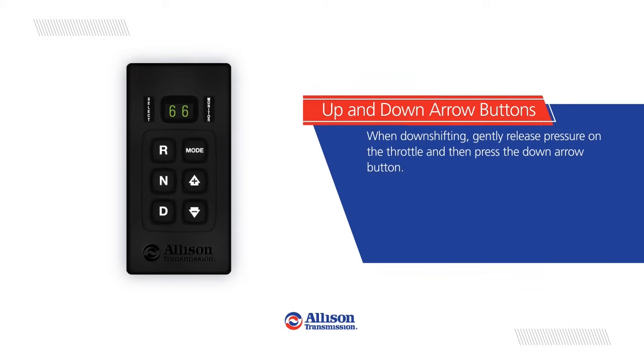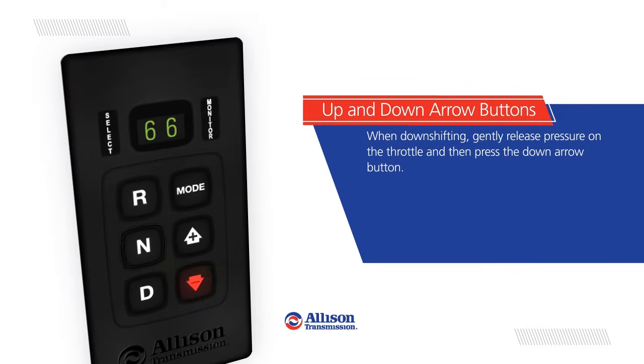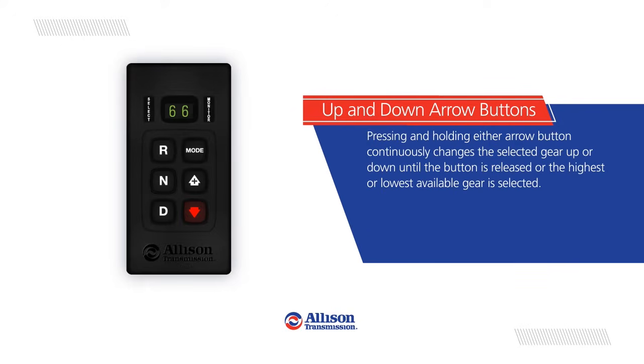When downshifting, gently release pressure on the throttle and then press the down arrow button. Each button push results in a downshift of one gear. When upshifting, increase pressure on the throttle and then press the up arrow button. Each button push results in an upshift of one gear. Pressing and holding either arrow button continuously changes the selected gear up or down until the button is released or the highest or lowest available gear is selected.